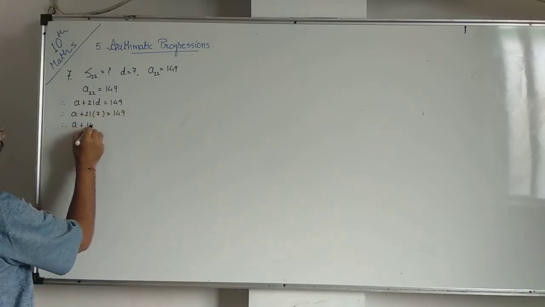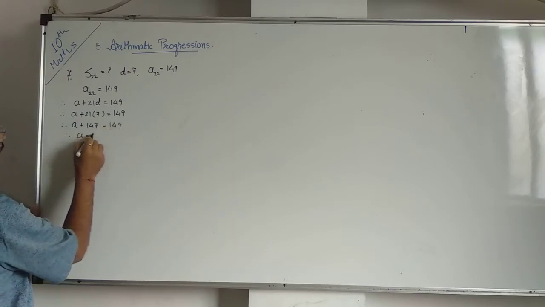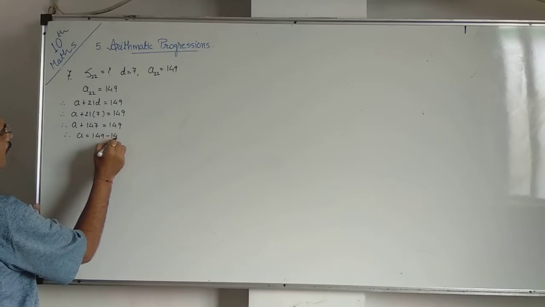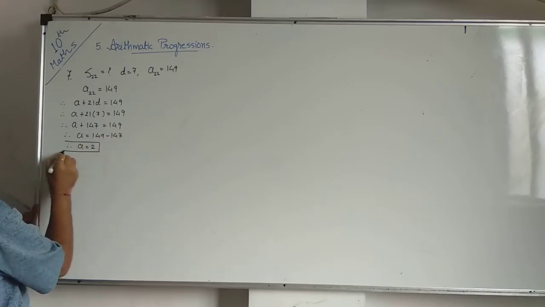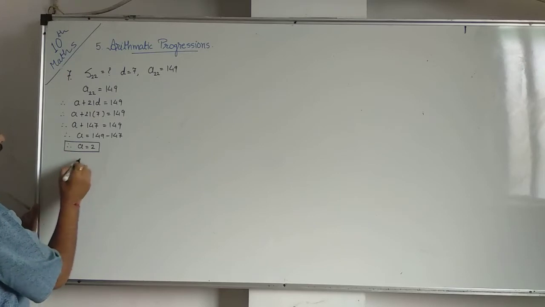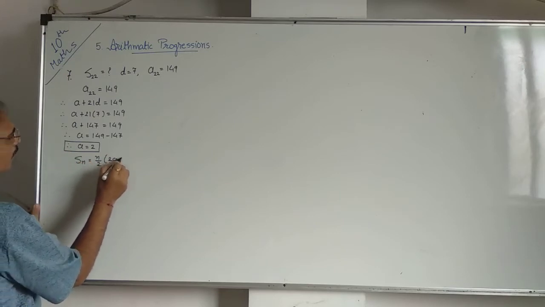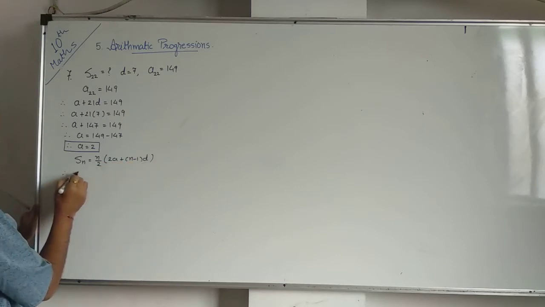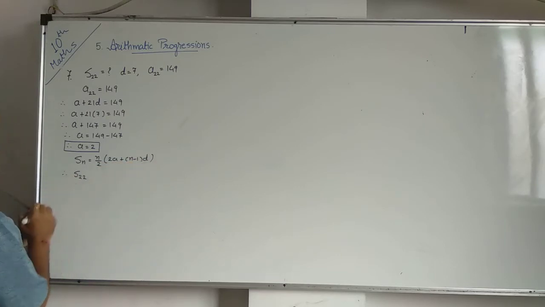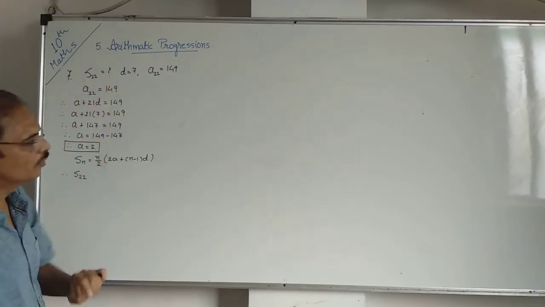a plus 147 equals 149. Move 147 to the other side: 149 minus 147. So a equals 2. Now we want to find Sn. Sn equals n by 2 times 2a plus n minus 1 into d. The last term is not given, but you can take A22 as the last term because we want to find up to the 22nd term.